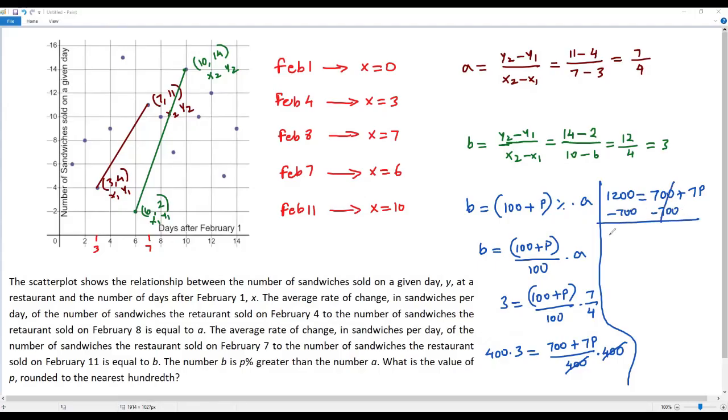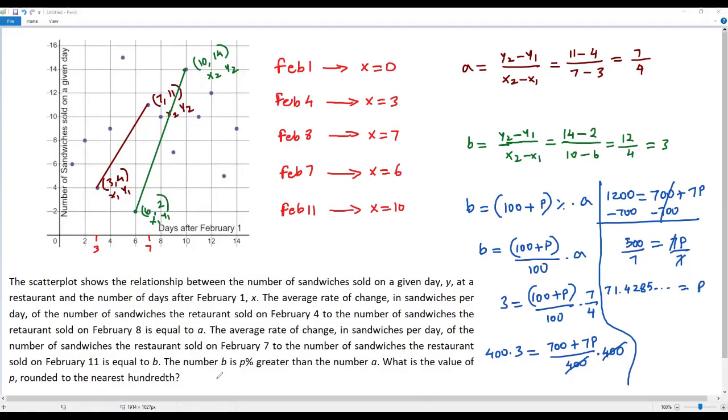Let me subtract 700 from both sides of this equation. Then positive 700, negative 700 will cancel out. When I simplify this, I'm getting 500 on the left side. On the right side, we get 7P. Let me divide both sides of this equation by 7. Then this 7 will cancel out. When I divide 500 by 7 on the left side, I'm getting a very long decimal, that is 71.4285, and it keeps going. On the right side, we have P.